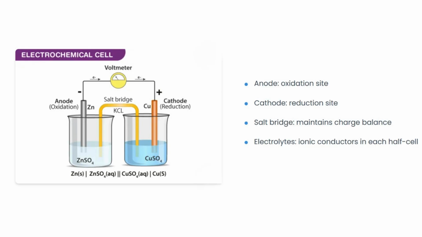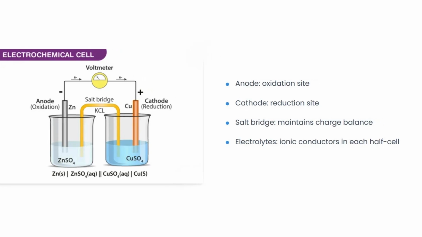The standard cell notation for this setup is written as zinc (solid) versus zinc sulfate (aqueous), which is then connected by two lines via a salt bridge to copper sulfate (aqueous) versus copper (solid). To summarize, the anode is the site of oxidation, the cathode is the site of reduction, the salt bridge maintains charge balance, and the electrolytes act as ionic conductors in each half cell.